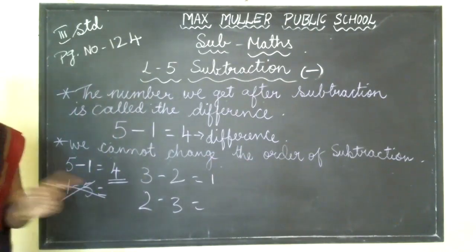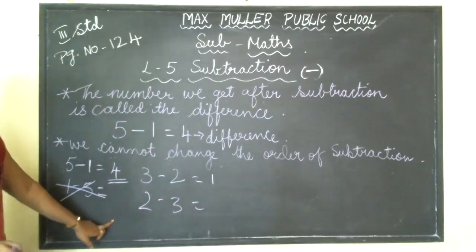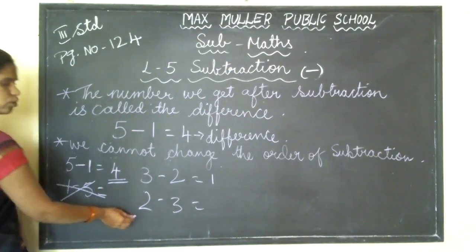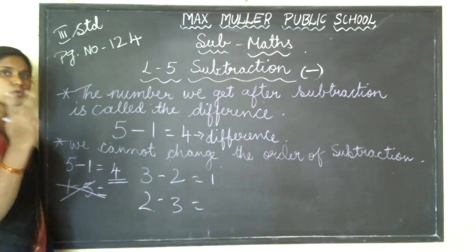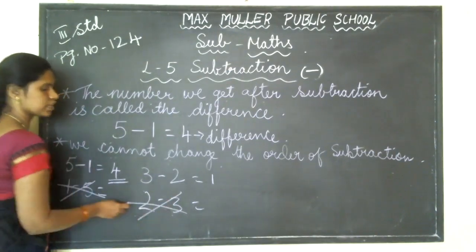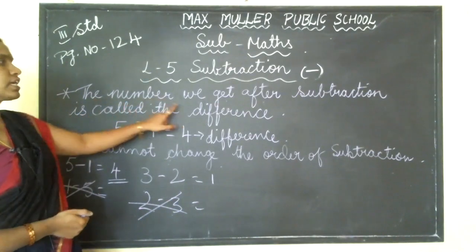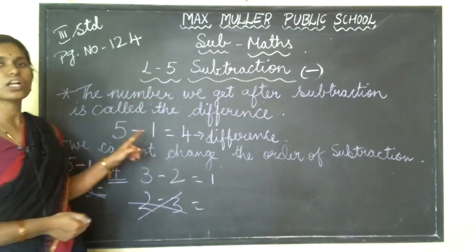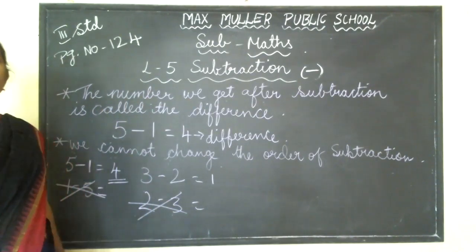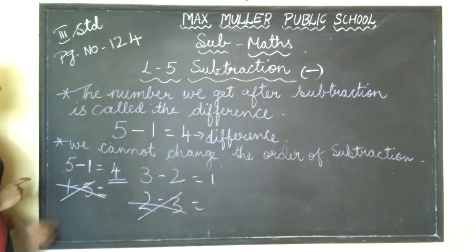We cannot change the places here. If you change them and write 2 minus 3, from 2 can I subtract 3? No, we cannot change. Understood all of you? The first one is what? The number we get after subtraction is called the difference. After subtracting, the answer we get is called what? Difference. The second point is what?